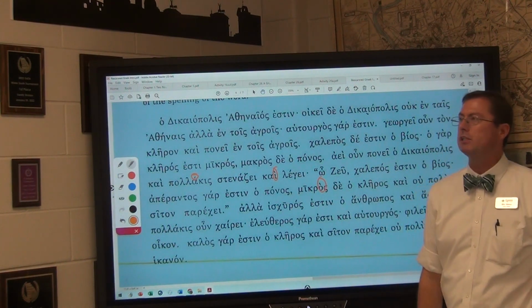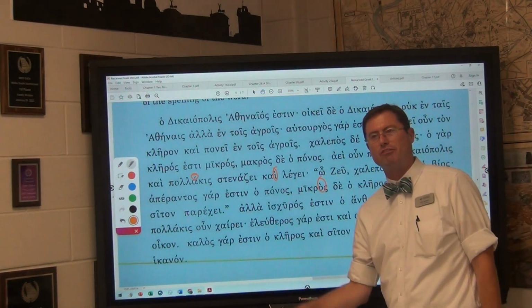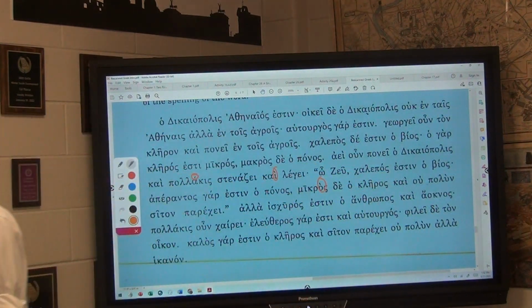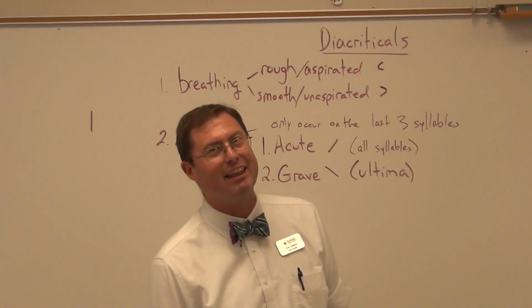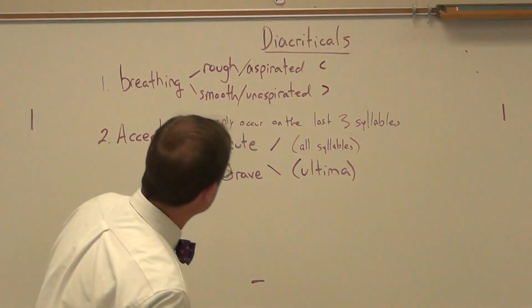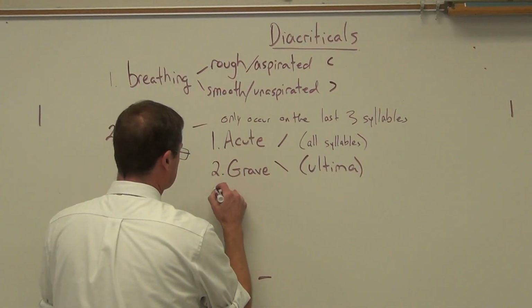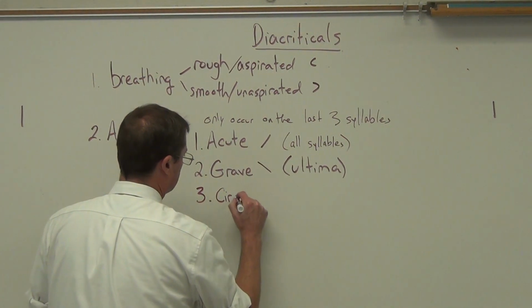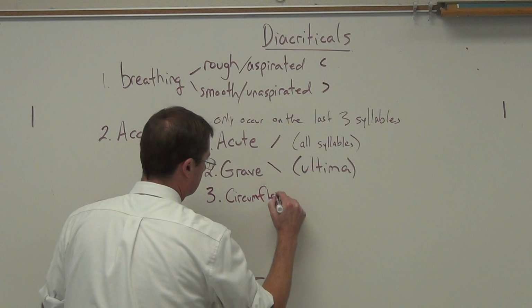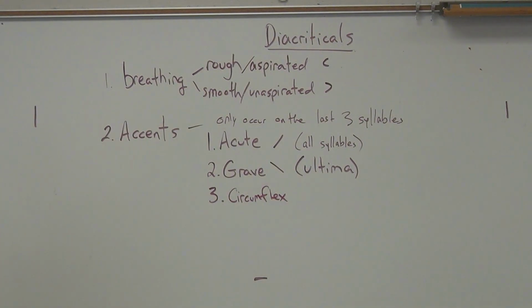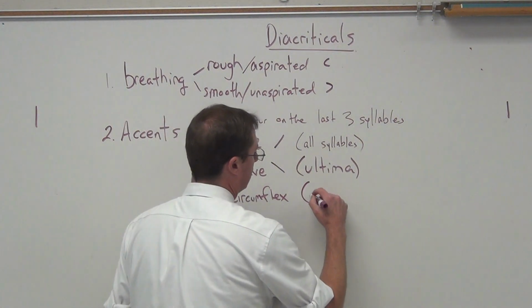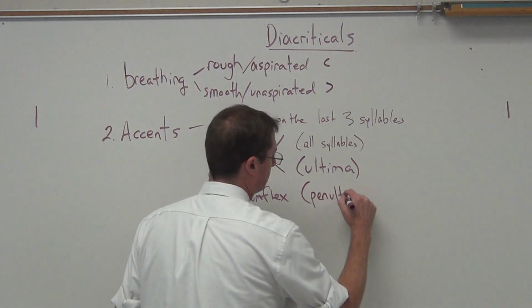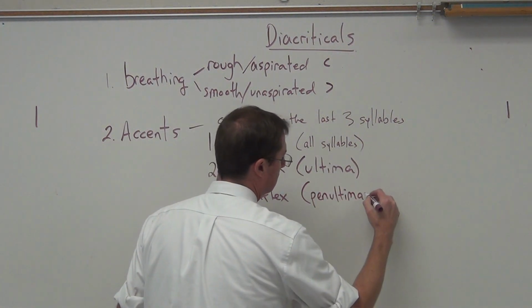Alright, so if you would, please pan over for our third and final accent. Don't worry, people watching at home. There we go. Now, the last accent that occurs is going to be known as the circumflex. The circumflex accent is going to occur only on the penultima and the ultima.